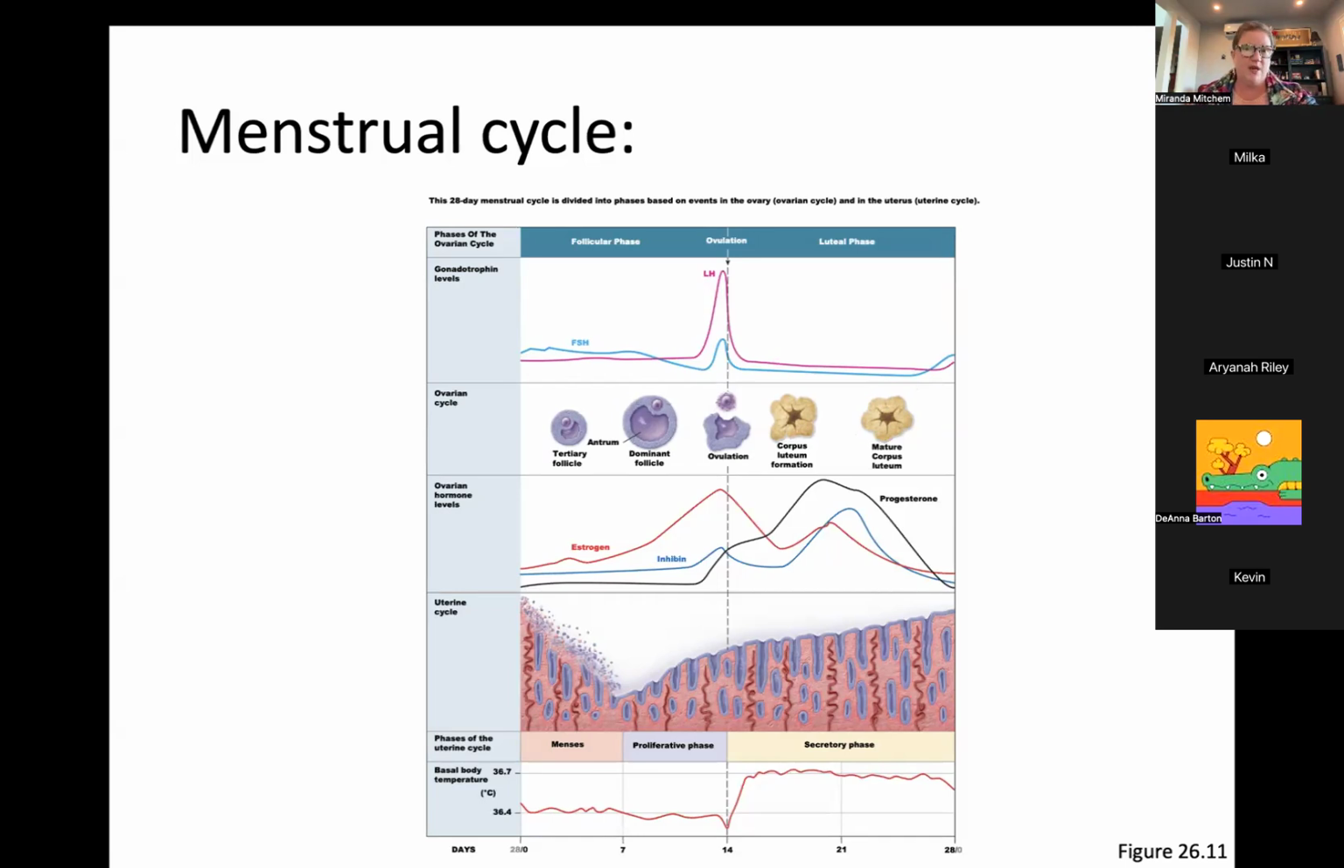You have to have a special basal body thermometer for it. And look at what we're doing. We're only going through from 36.4 roughly to 36.7. So that scale is itty bitty.